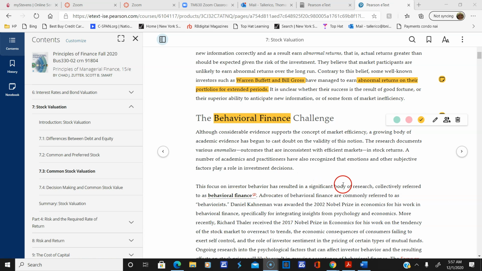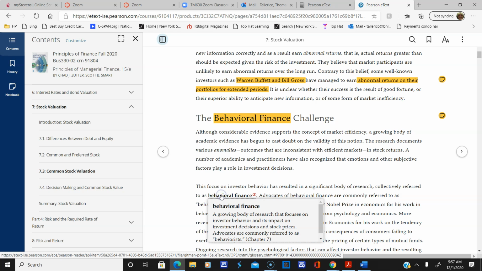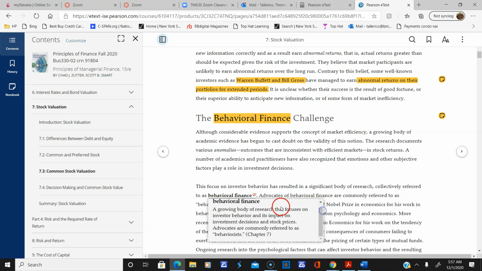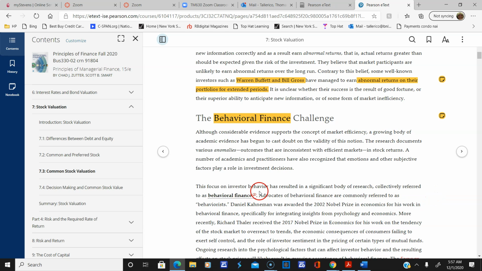So this new body of research is called behavioral finance, and let me click on that. It's a growing body of research that focuses on investor behavior and its impact on investment decisions and stock prices. There are people who absolutely believe in behavioral finance, and they're called behaviorists. And there's a certain truth to this, that people will behave in typical ways.